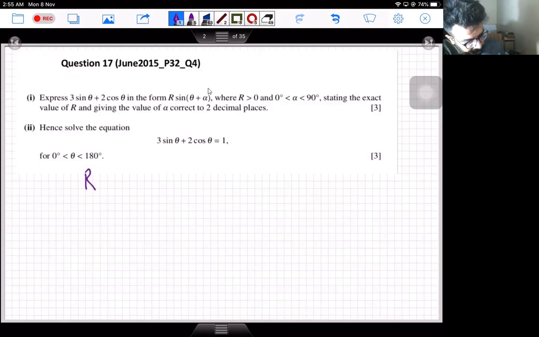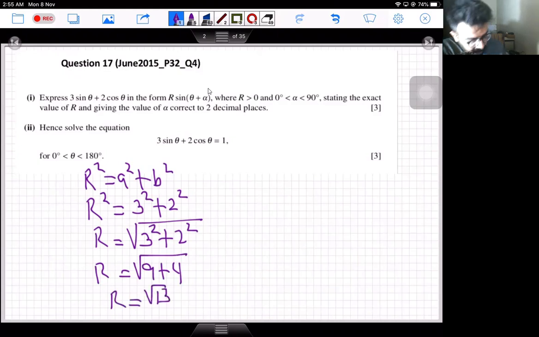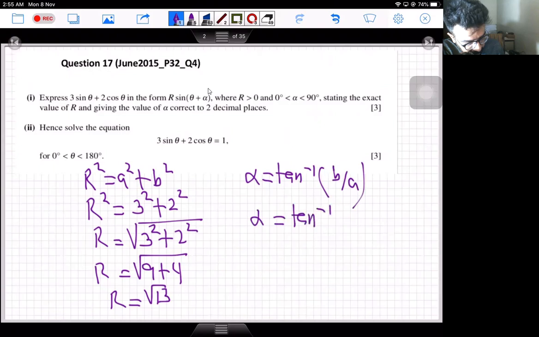We are going to express this in this harmonic identity. So r squared is equal to a squared plus b squared. So r squared is equal to 3 squared plus 2 squared. R is equal to the square root of 3 squared plus 2 squared. R is equal to the square root of 9 plus 4. R is equal to the square root of 13. This is the exact value of R, and alpha is equal to tan inverse b over a. So alpha is equal to tan inverse 2 over 3.